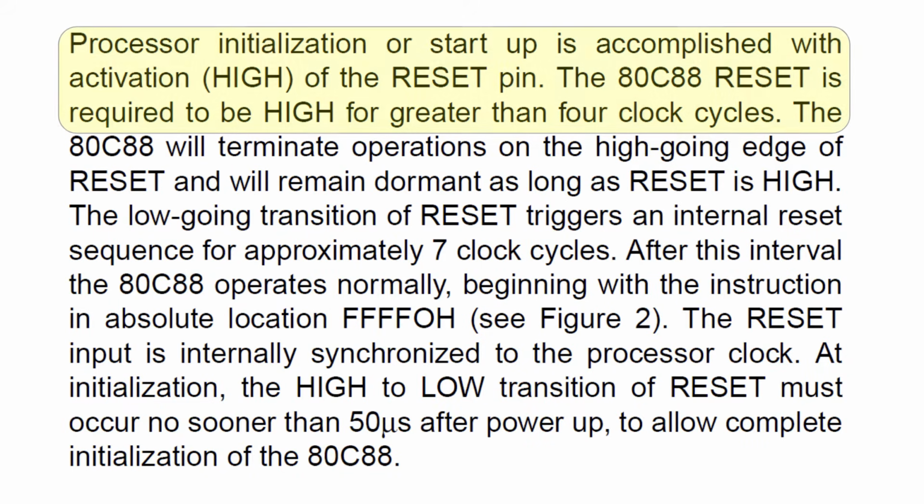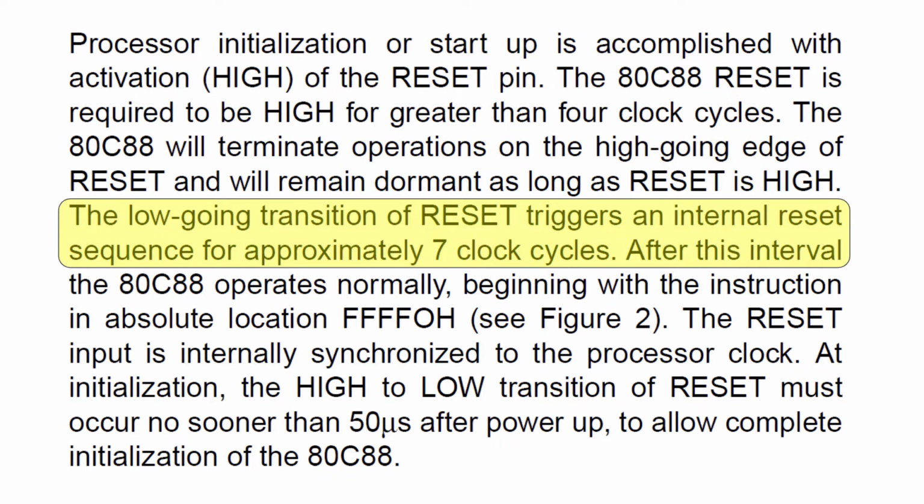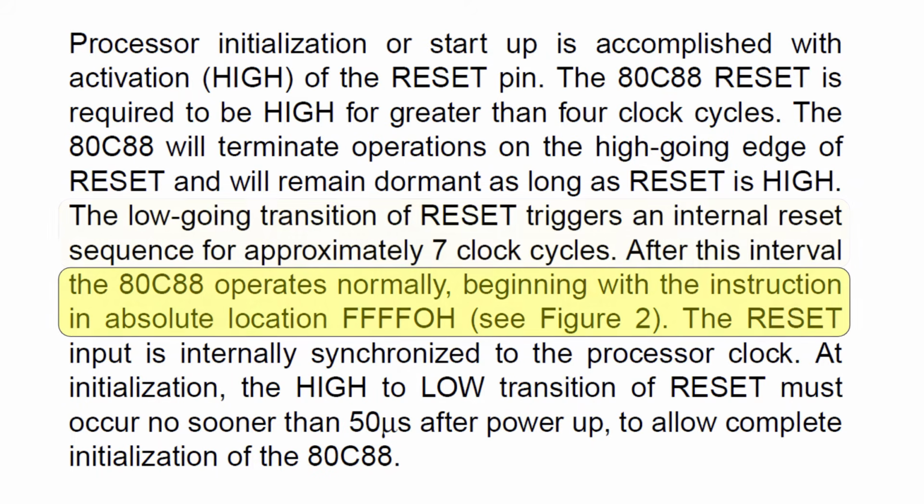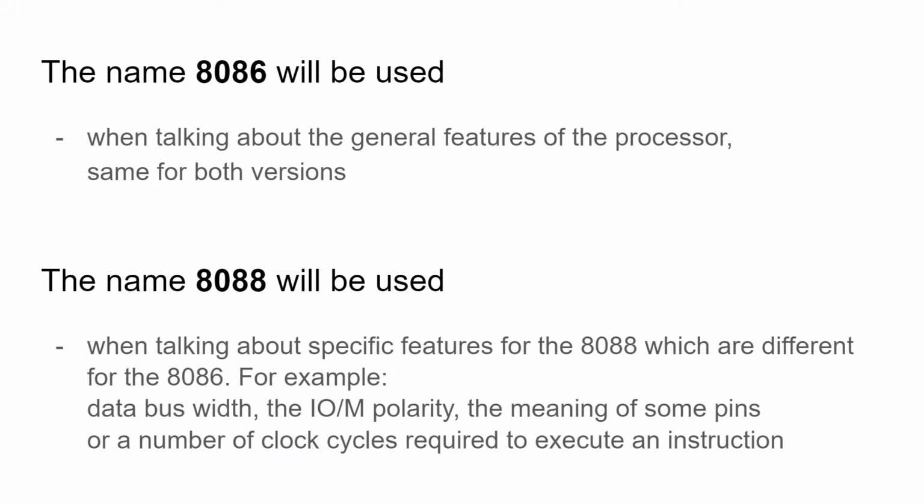The first is that to initialize the processor, the reset pin needs to be held high for at least 4 clock cycles. The second is that the falling edge of the reset pin triggers the reset sequence lasting approximately 7 clocks. And finally, the third is that after the reset, the CPU starts execution from the address FFFF0 hexadecimal.